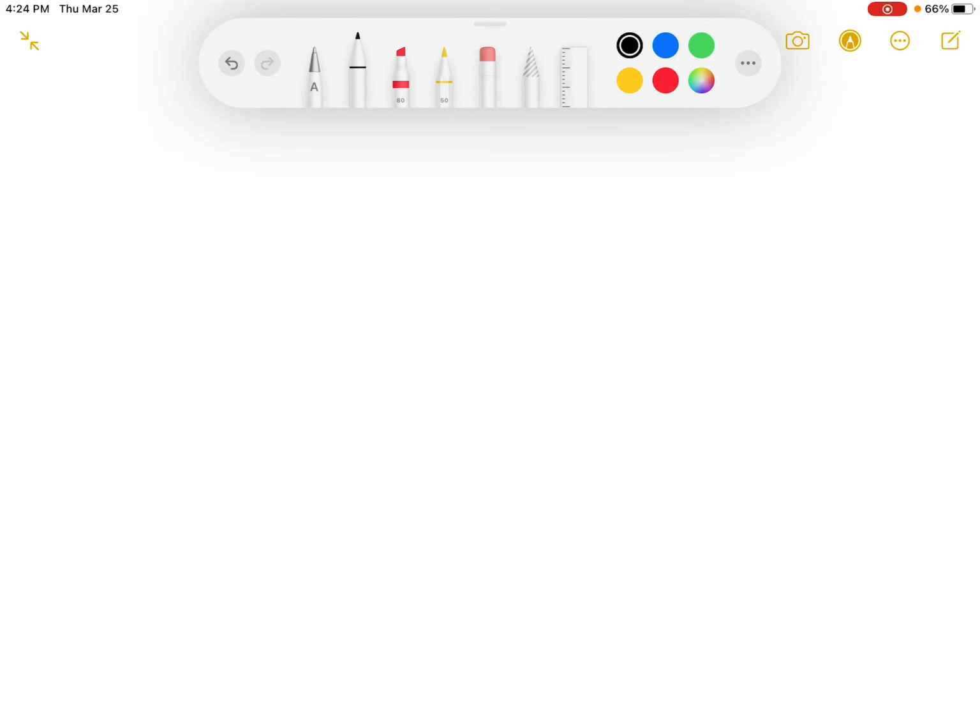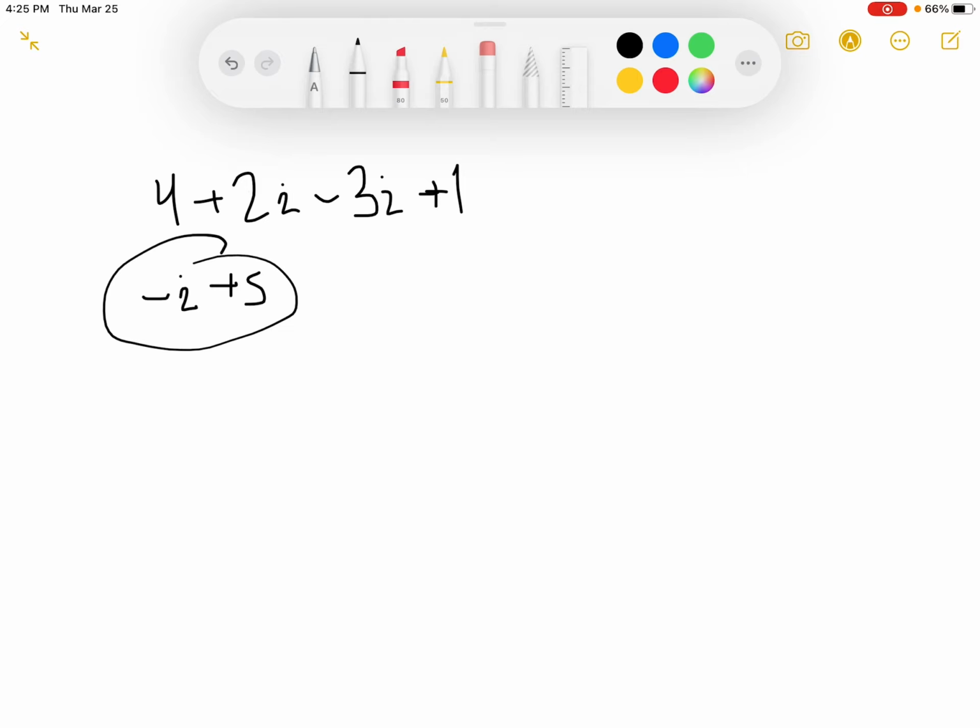So let's say we have 4 plus 2i minus 3i plus 1. How would you simplify that? It's just like if it was an x, because there are no squares, so we don't replace anything with a -1. So you combine: 2i minus 3i is -i, and 4 plus 1 is 5. There you go. That's simple. That's all it is.